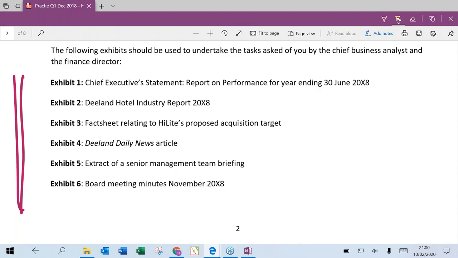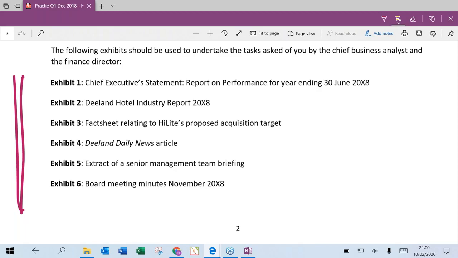D-Land's hotel industry, I think it's a specific report exhibit. It might get used in maybe one requirement. I'm not sure. Fact sheet relating to proposed acquisition target. Can you guess, would this exhibit be 1 to 1 or could it be used in many questions? I think fact sheet relating to proposed acquisition target is a very specific exhibit. So I believe this will be a 1 to 1 exhibit. And by 1 to 1, I mean that this exhibit will pertain to one particular question.